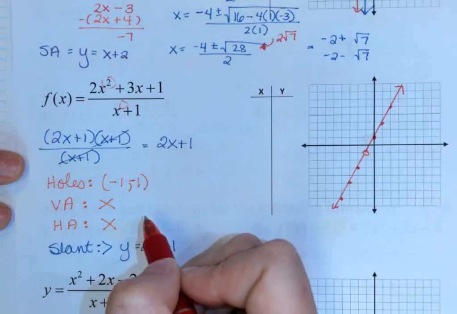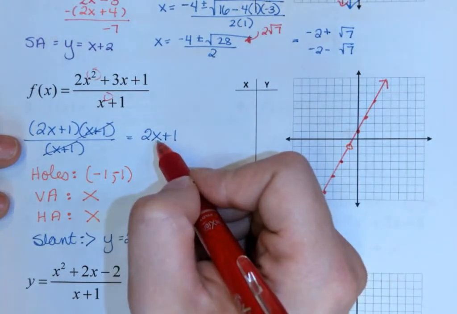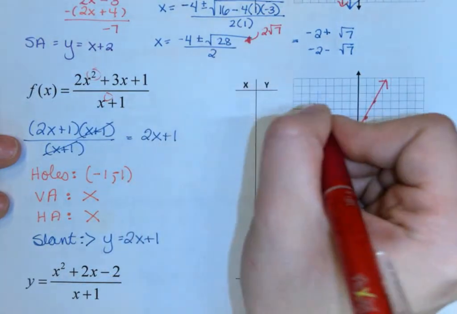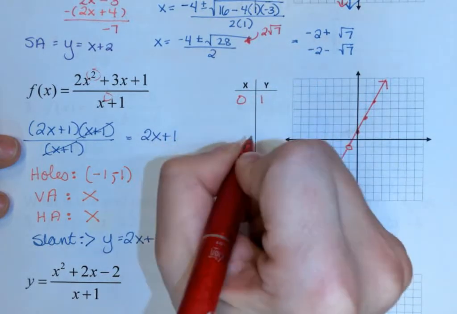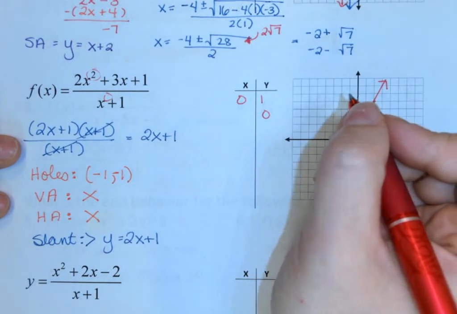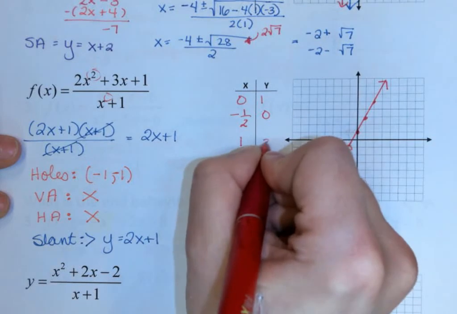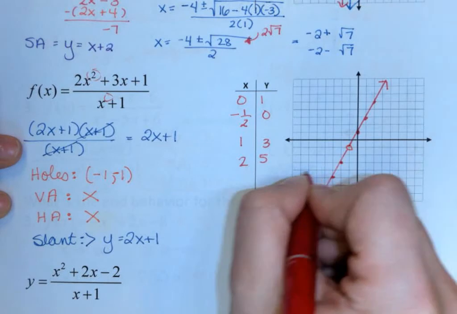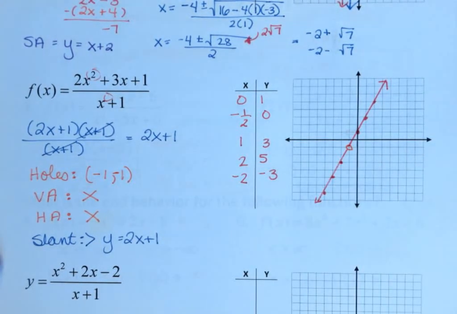Well, you could do points. We do the points if I can't tell by looking at the equation how to graph it. You could put points in here, and your y-intercept would have been 0, 1, x-intercept would have been 0, 1, negative 1/2. You could have put in 1, 3, 2, 5. On the other side, negative 2, negative 3. So all of those are points also.